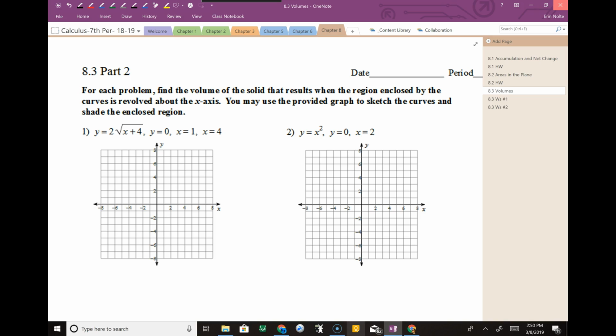Okay, so question number 1, we are finding the volume of the solid that is enclosed by the curve and is going to revolve around the x-axis. Most of the time we're going to revolve around the axis, but not always.